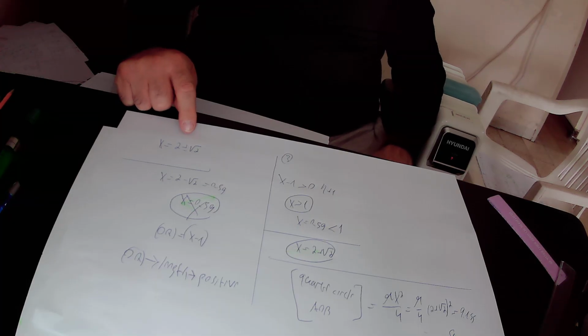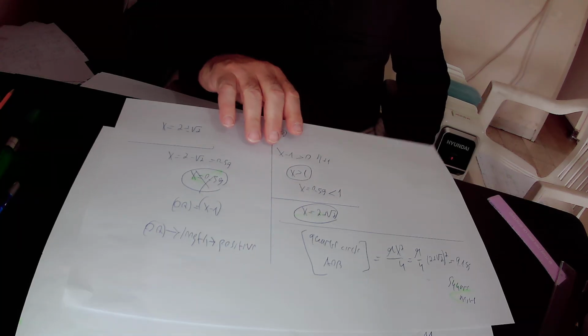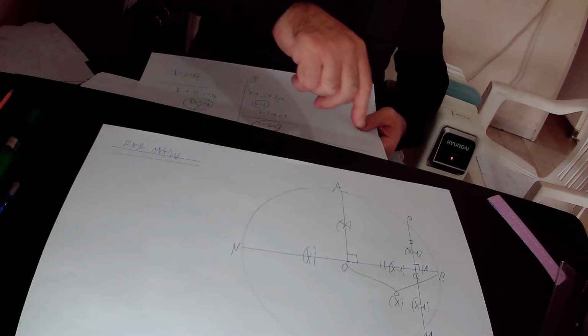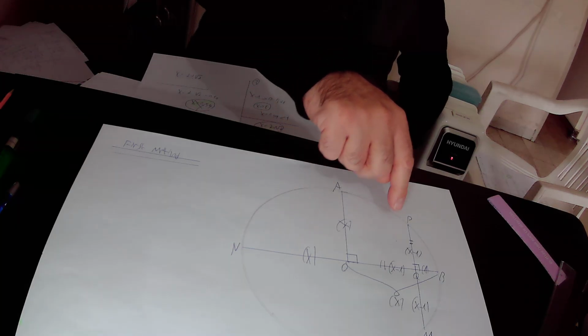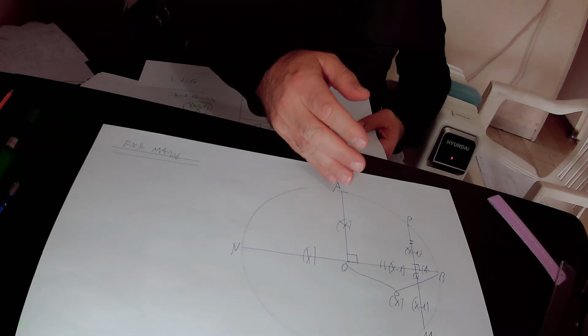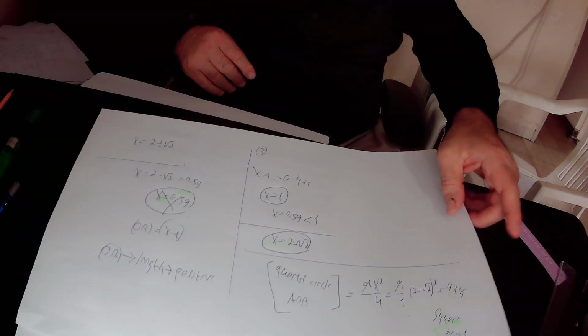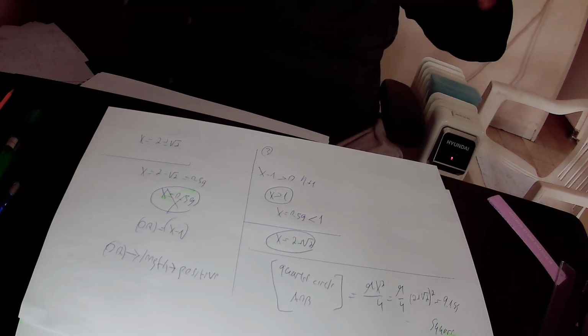X equals 2 plus square root of 2. Our task is to find the area of this quarter circle AOB. The area of quarter circle AOB equals pi x squared over 4, because x is the radius, square units in size.